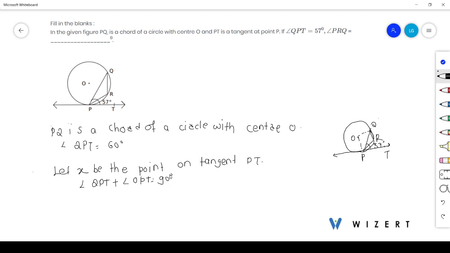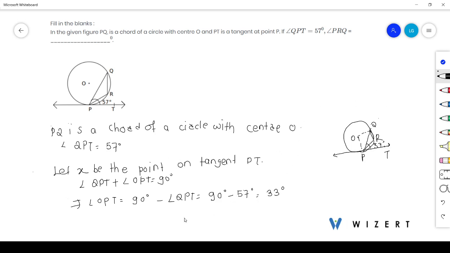OPT is 90 degrees. So angle OPT will be 90 degrees minus angle QPT. That is 90 degrees minus, here we have been given that angle QPT is 57 degrees. So 90 degrees minus 57 degrees is 33 degrees.